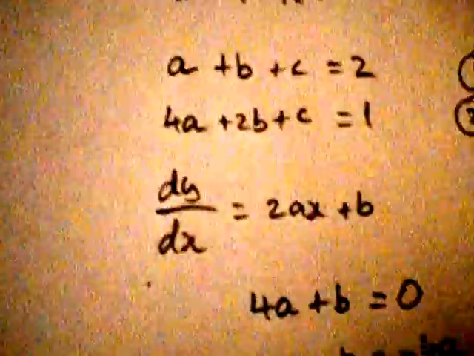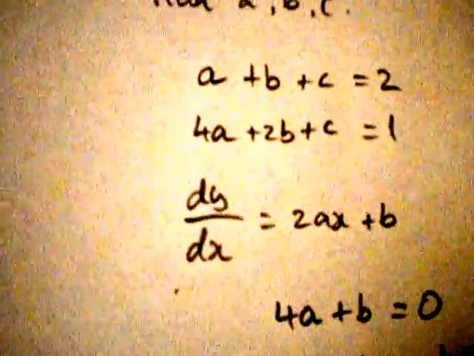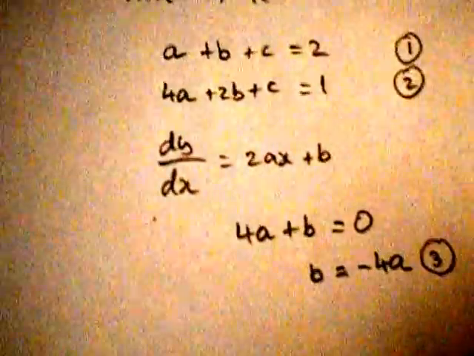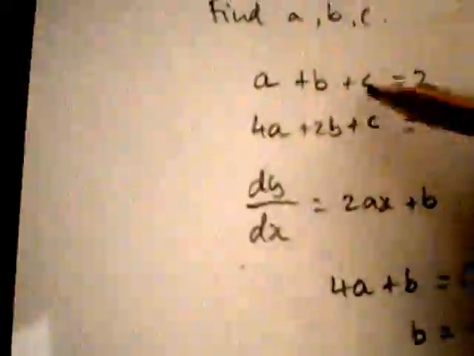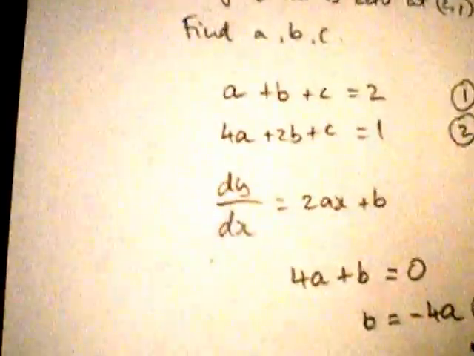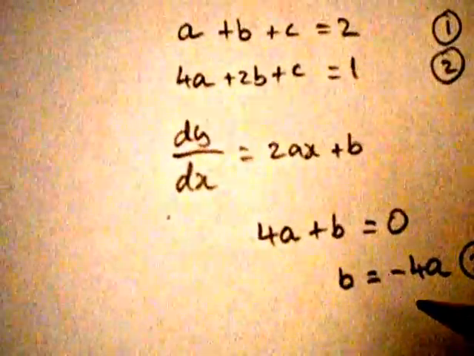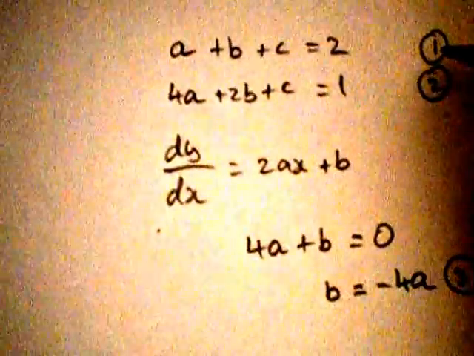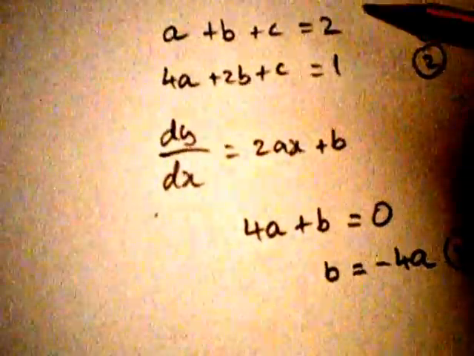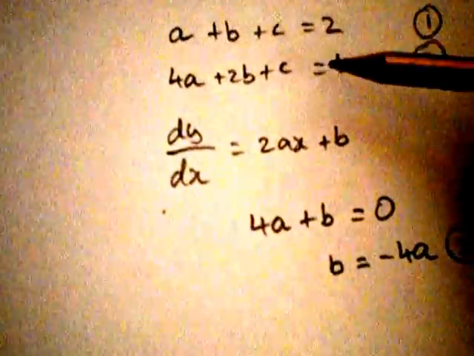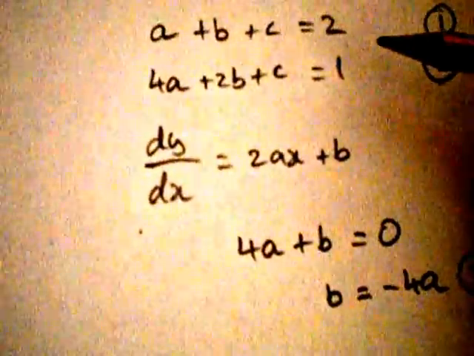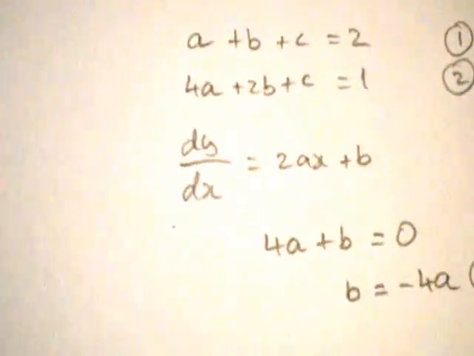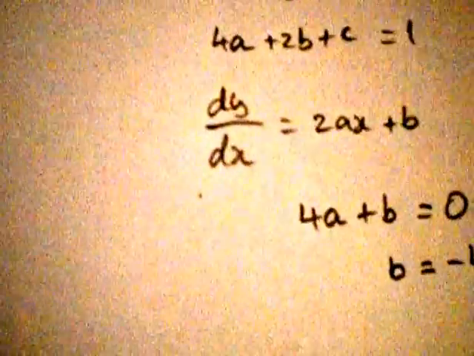You could use either of these two, but I'm going to use this one. And what it now means is that you can substitute wherever you see b up here, you can replace it with negative 4a. And what that will give you is two equations with only a's and c's in them, which you can then solve simultaneously fairly easily. Okay, so let's just do that to complete the job.